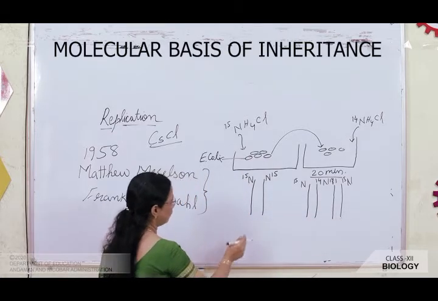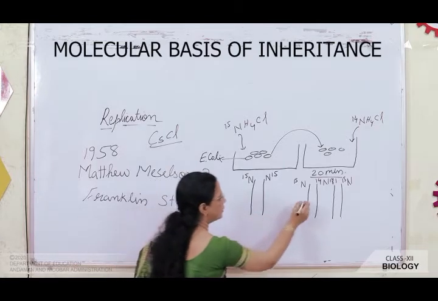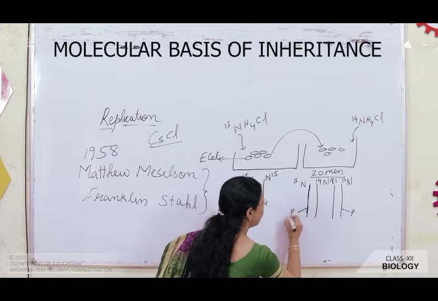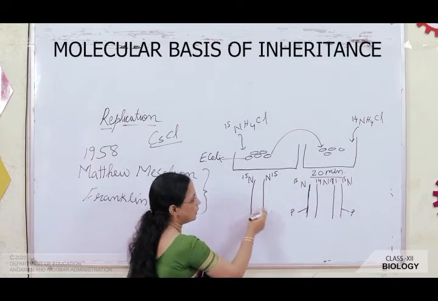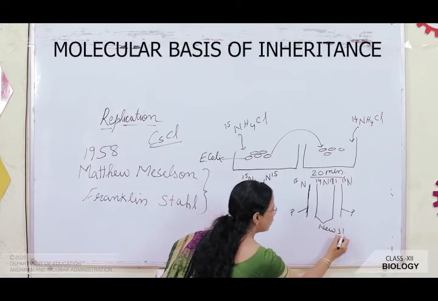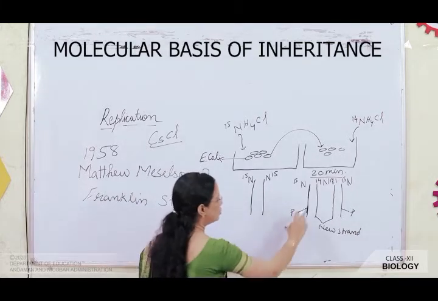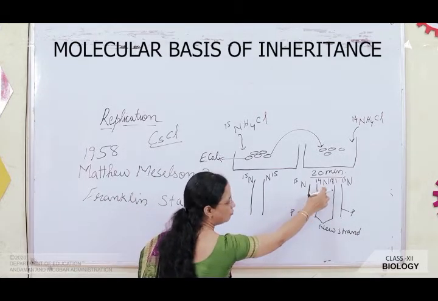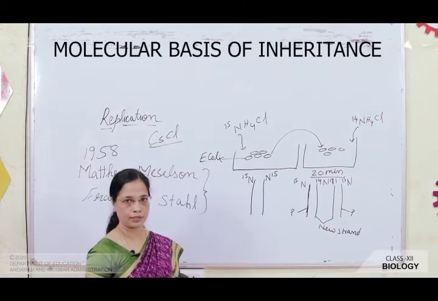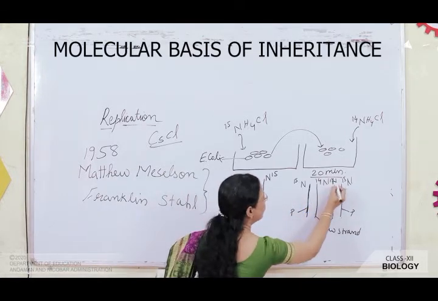So what actually happens here? The parental strand gets separated. This is the parental strand, and the new strand is synthesized. This is the new strand. So it is a semi-conservative replication. The new strand has N14 because this nutrient medium consists of N14 nitrogen. That is why the new strand has N14.